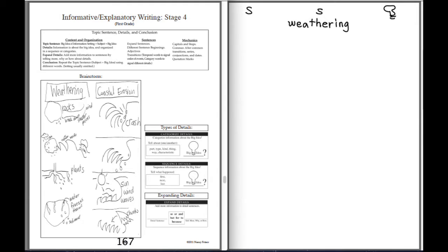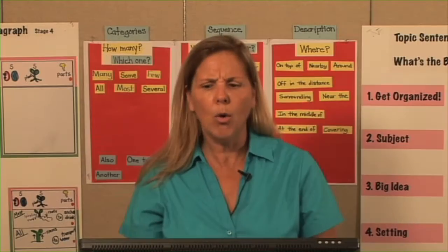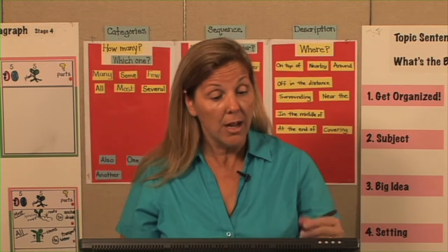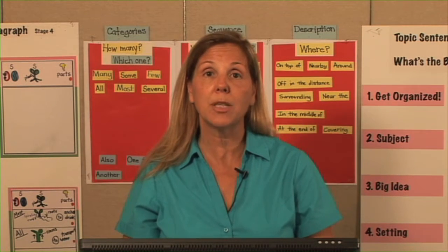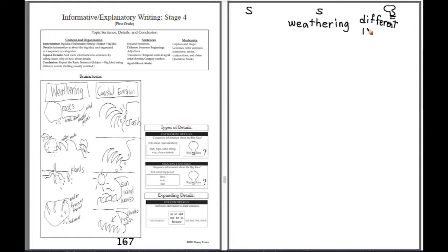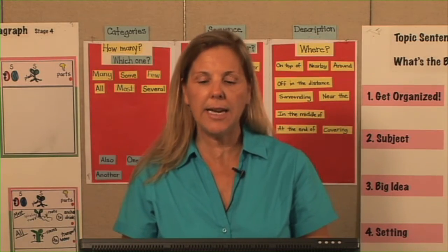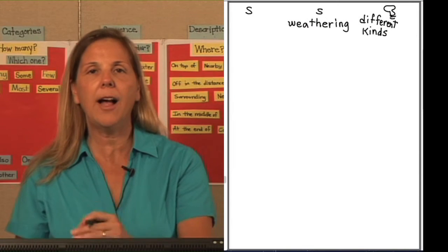Let's see. This is about how rocks cause weathering, how water and rain cause weathering, how plants cause weathering, how the water freezes in cracks and rocks. It causes weathering. Oh, so this is about all the different types of weathering. That's what this whole brainstorm was about. We're going to put different kinds. Now let's go back and read it. Ready, everybody? Weathering, different kinds.